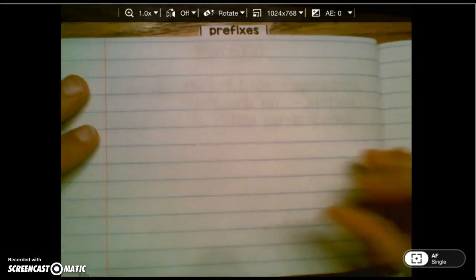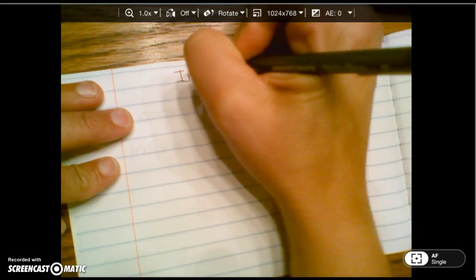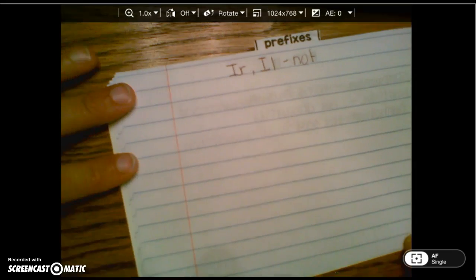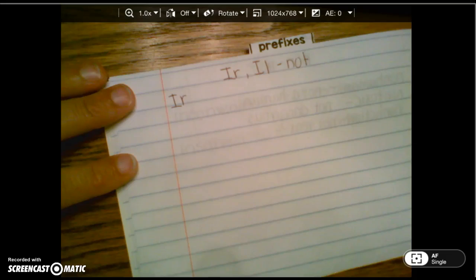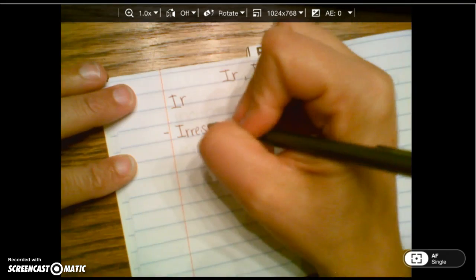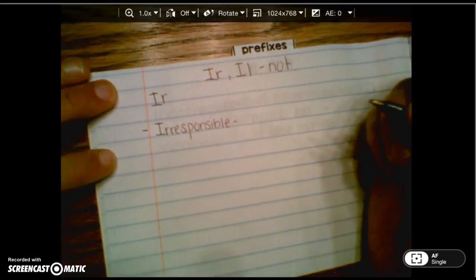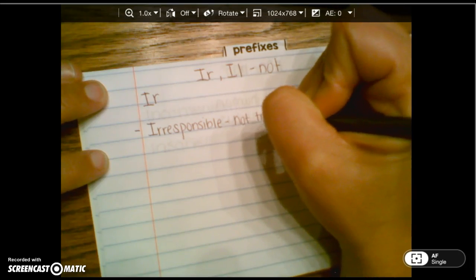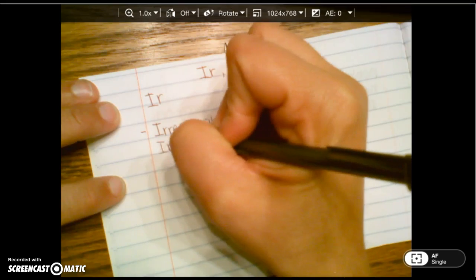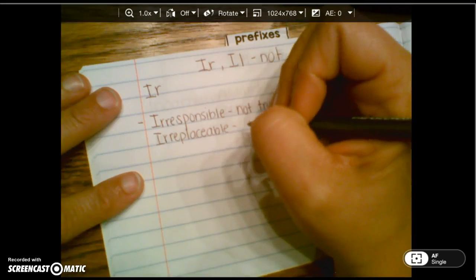Alright, we flip over to page 6. I want you to put IR and IL. Both of these also mean not. We have some words here too. Let's start with IR. Our first word is irresponsible. Irresponsible would mean not responsible, not trusted. Your next one is irreplaceable. Irreplaceable means that you can't replace it. You're not going to be able to ever get it again.